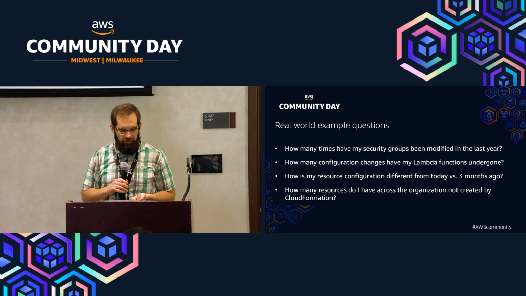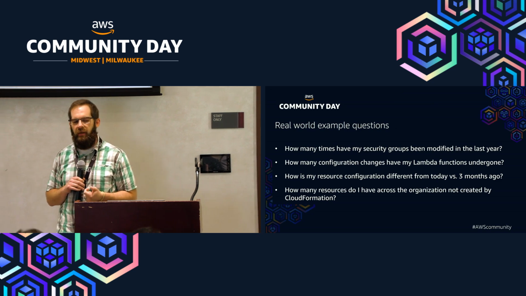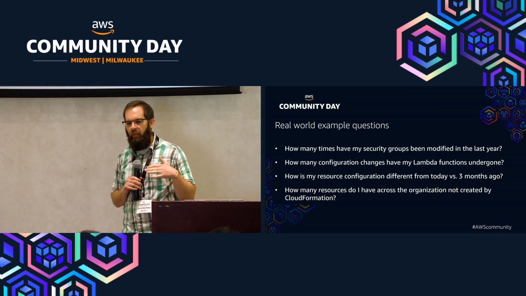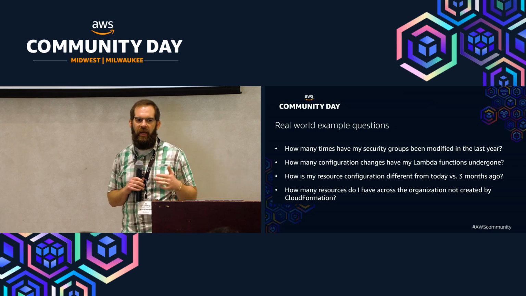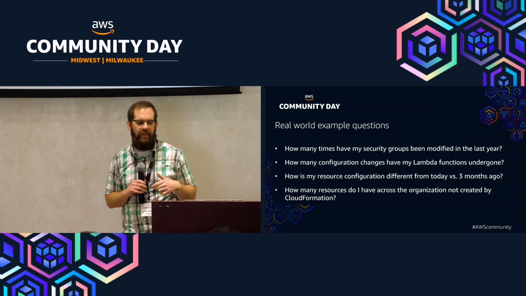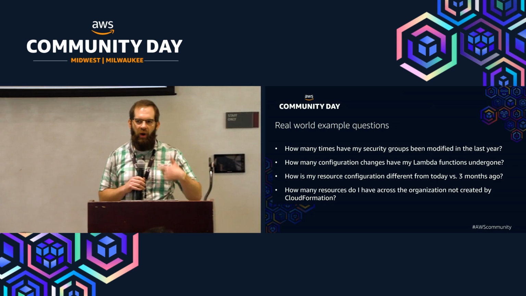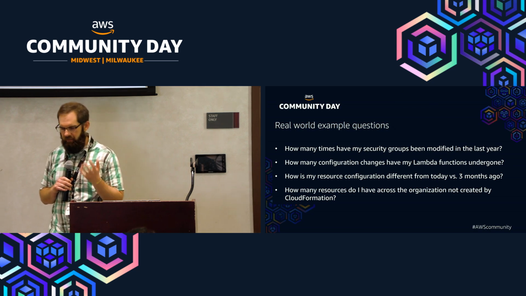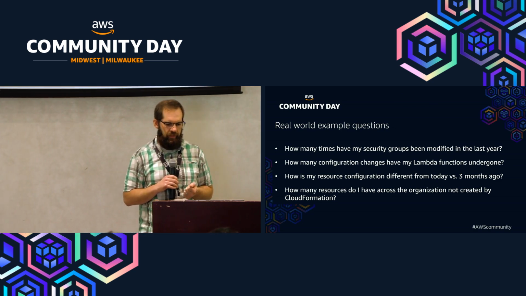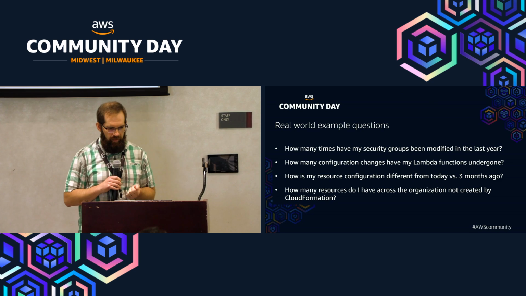Another one, how many configuration changes have my Lambda functions undergone? Again, the question here was, I think my teams are just deploying constantly. They're not really testing, they're throwing things out there. How do I tell how often they're changing their Lambda functions? So that was a way you could do it. And you can see some of the other ones, if you want to say, what did my resources look like 3 months ago versus today? You can get that very easily.